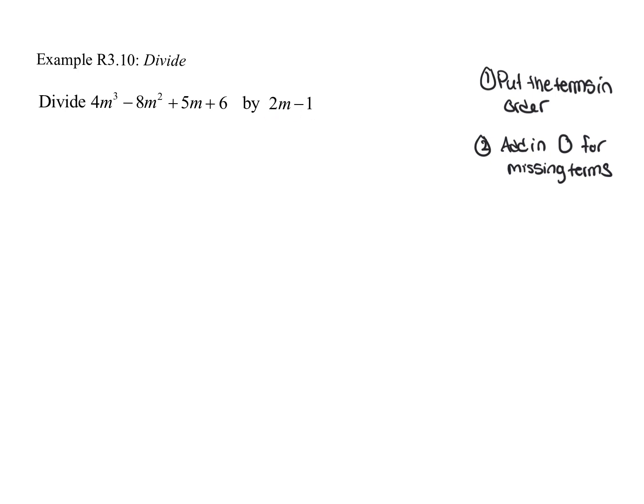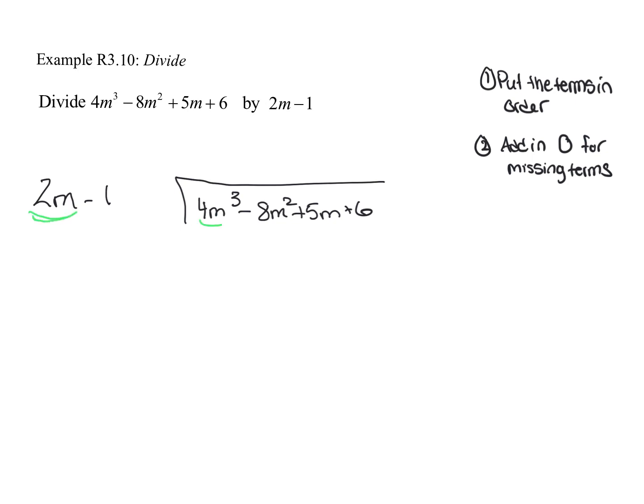So once we check those, then we can do the problem. So we're going to do 2m minus 1 long divide 4m cubed minus 8m squared plus 5m plus 6. Okay, to do this, you really just take your first term. So here's my first term, and here's my first term.